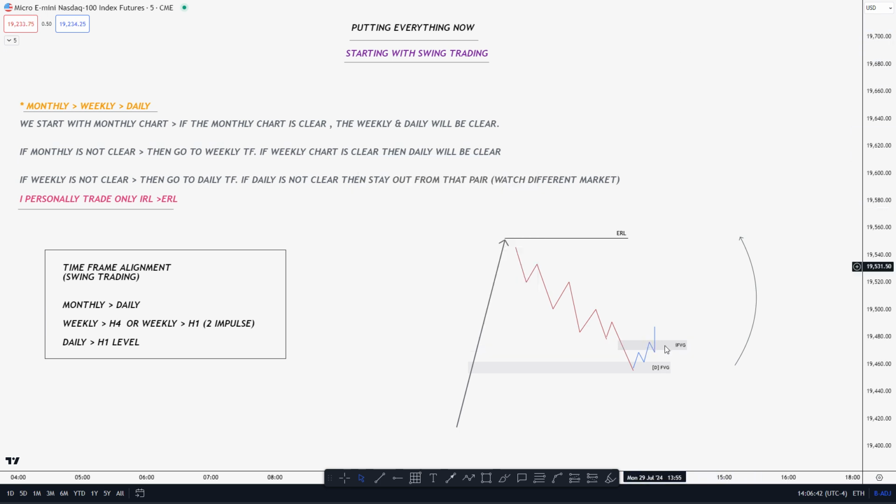So we created an inverted fair value gap. So that's giving me a sign that there is possibility that market is holding this daily fair value gap. We are seeing some rejection. Okay, we are seeing some momentum from this daily fair value gap. Okay, we are seeing some momentum from this daily fair value gap, right?